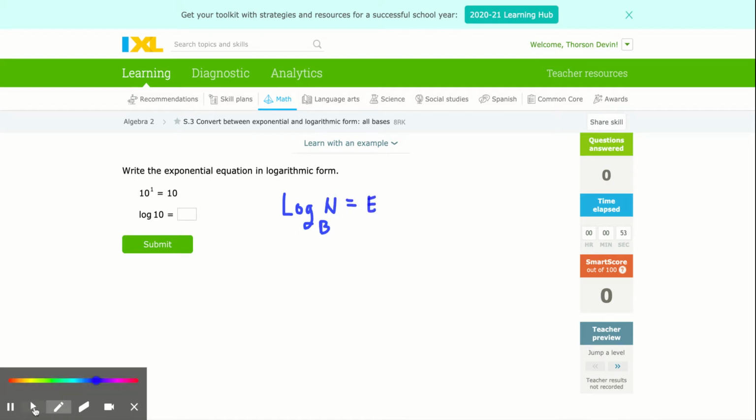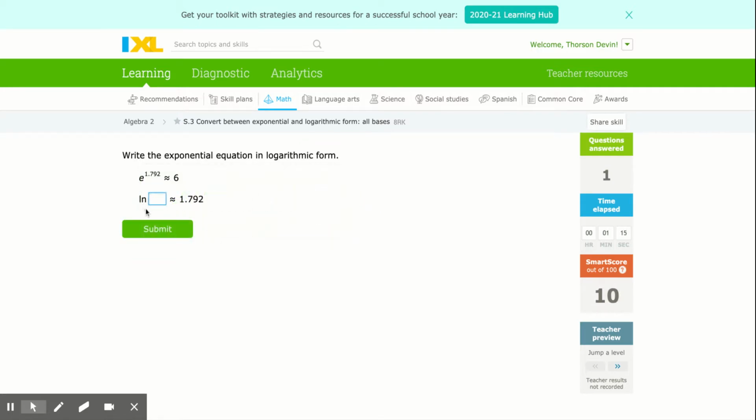So when I look at this expression over here, I notice the base of my exponential is 10. That means my base of my logarithm is 10. That's why I don't see a number here. And 10 raised to what power is going to equal 10? Or in other words, the exponent on my 10 is what goes here. So I just type in a 1.